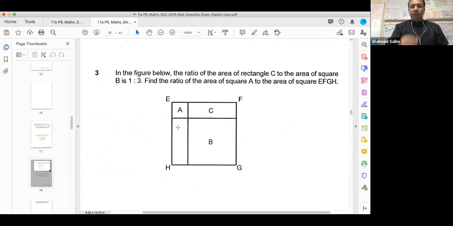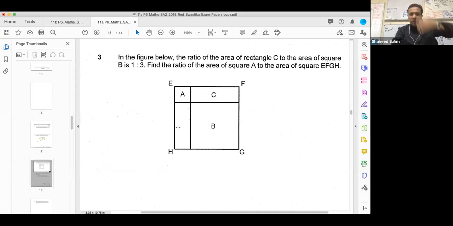Now we try the next one. Well, I'll write another question for you in a moment. But you try this one. Sorry. Find the ratio of the area of a square.